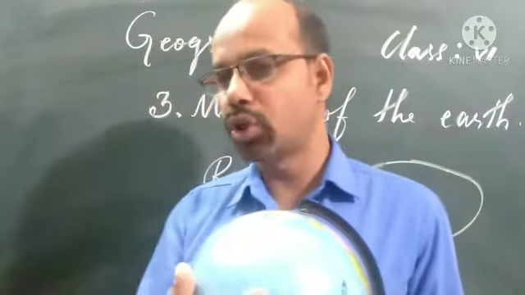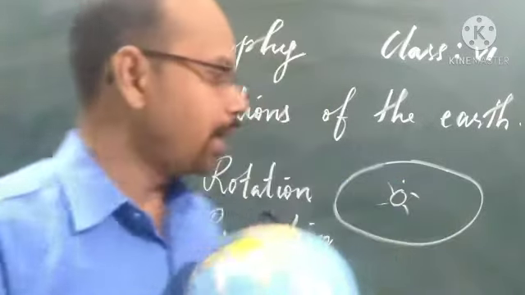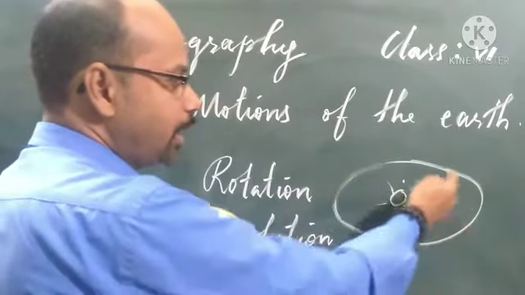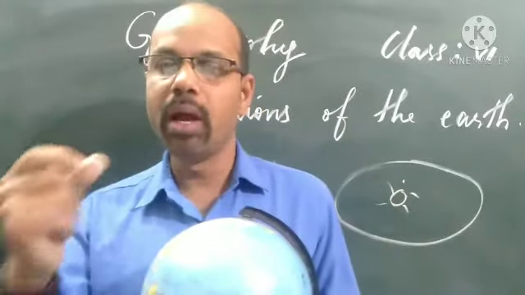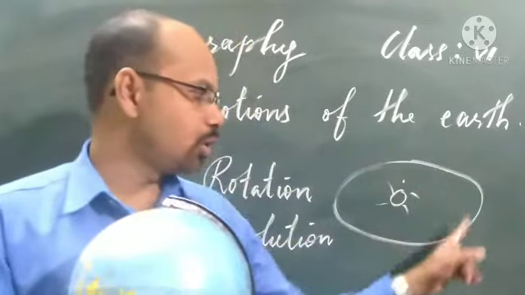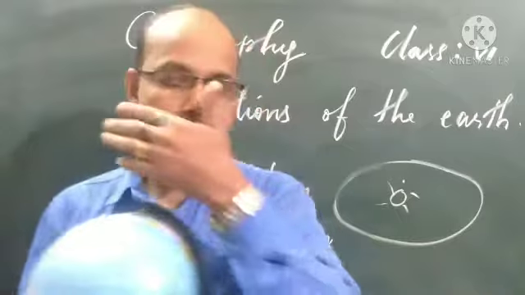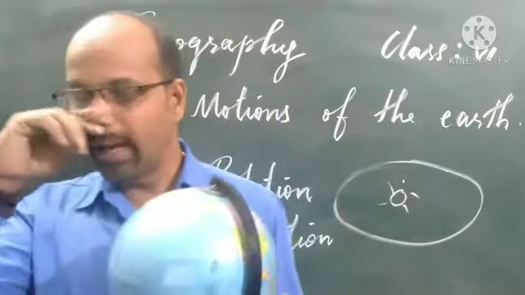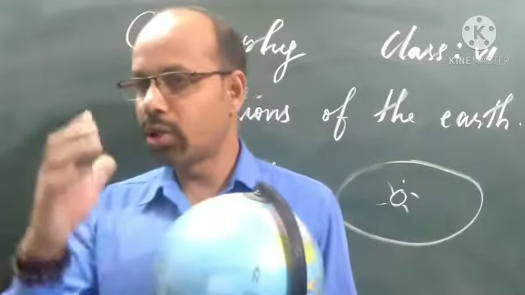So the second motion of the earth, around the sun in its orbit, is called a revolution. The earth moves around the sun in a particular path. It has a particular way of moving. It does not change its direction or the path. So this path is also an imaginary path, we can say. We call it the orbit. The earth moves around the sun in an orbital path, which is called the revolution.